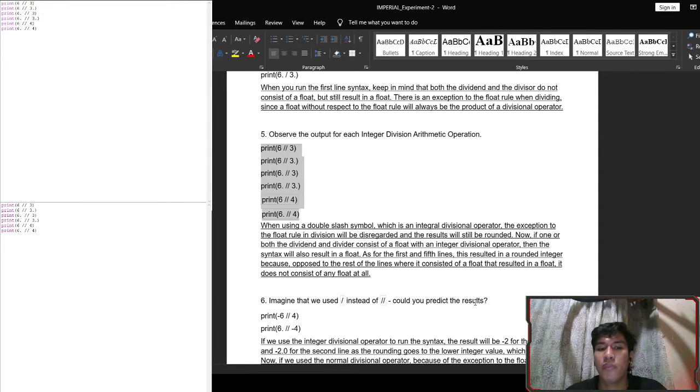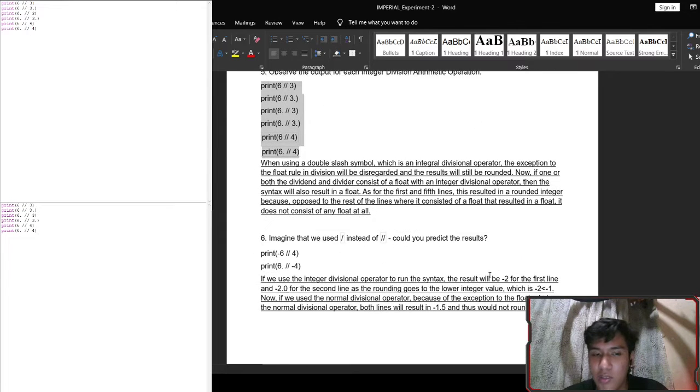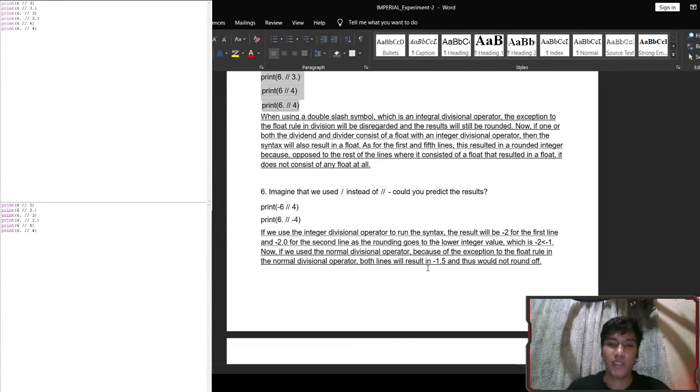So if one or both the dividend and divisor consist of a float with an integer divisional operator, then the syntax will also result in a float. Keep that in mind, guys. As for the first and fifth lines, this resulted in the rounded integer because, as opposed to the rest of the lines which consisted of a float and resulted in a float, it does not consist of any float at all. Ang daming float, pero keep that in mind.